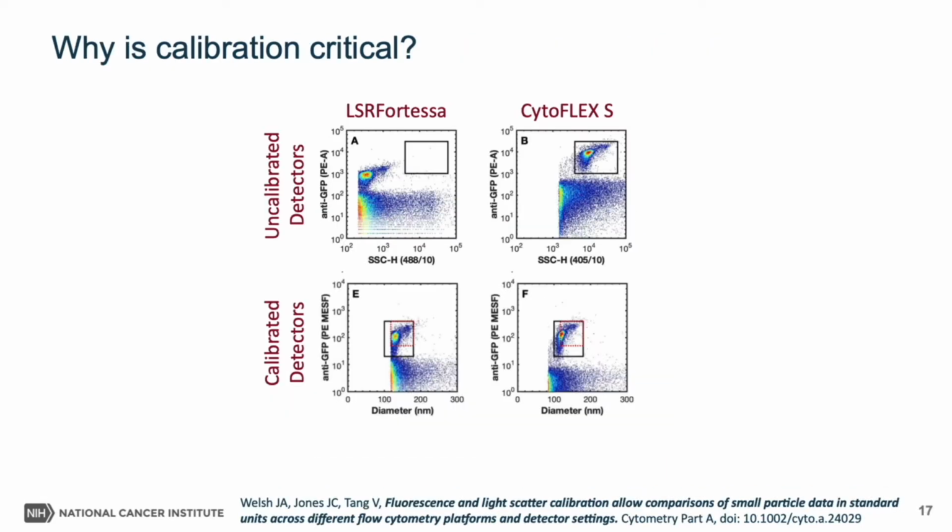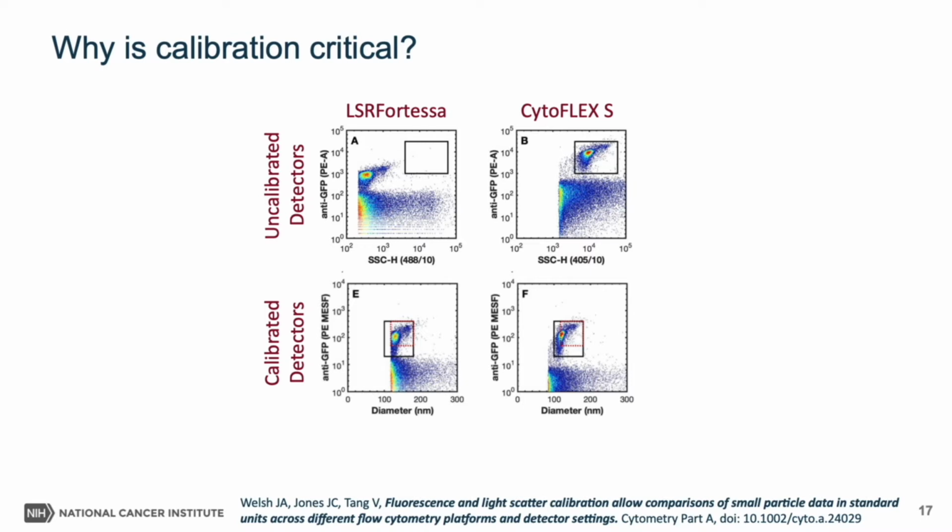Finally, I wanted to demonstrate the utility of calibrating the parameters being used to enumerate small particles. This work was recently published with Vera Tang at the University of Ottawa and was based on a tutorial we gave this time last year at CYTO. The top plots show the detection of GFP-expressing murine leukemia virus, which is approximately 124 nanometers. This was detected at 3 different settings across an LSR Fortessa and CytoFlex-S. You can see that if I draw a representative gate around the murine leukemia virus on the CytoFlex's plot, none of the virus appears in that same gate on the LSR Fortessa.